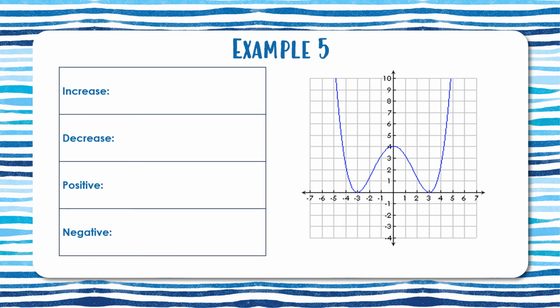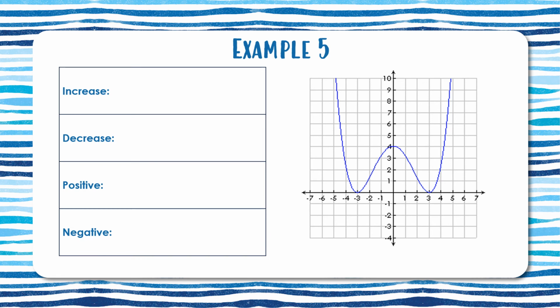And then finally, gotta keep going. Now I'm going back up, starting at 3, all the way until infinity. So now let's look at positive and negative. Again, positive is above the x-axis, negative is below the x-axis.